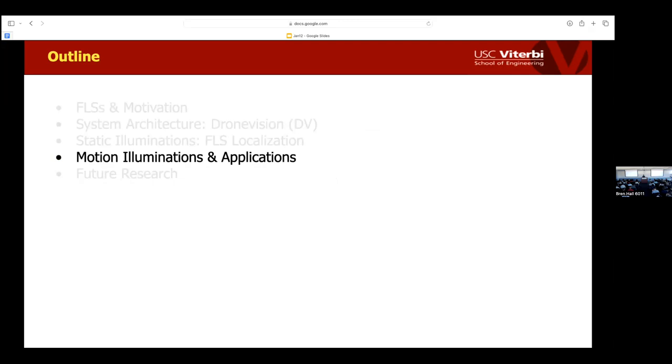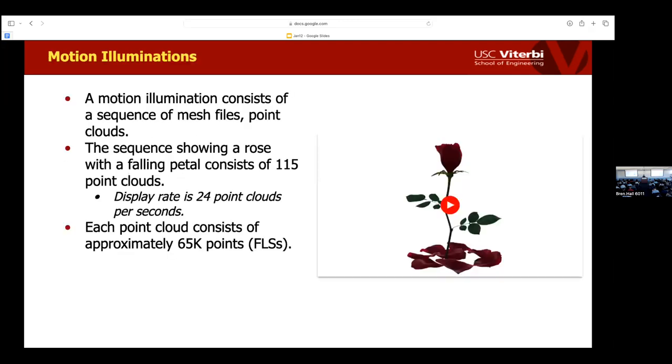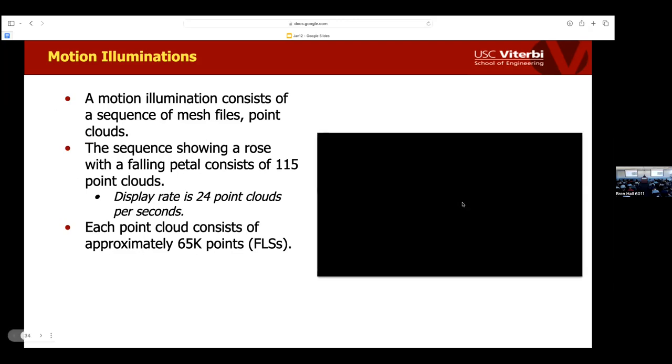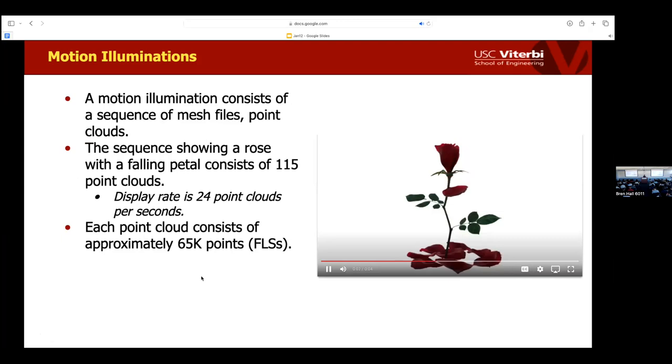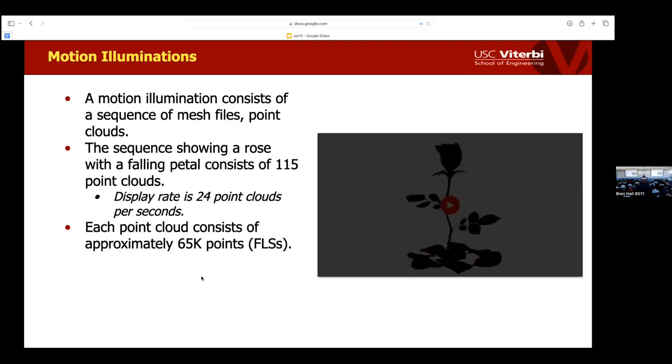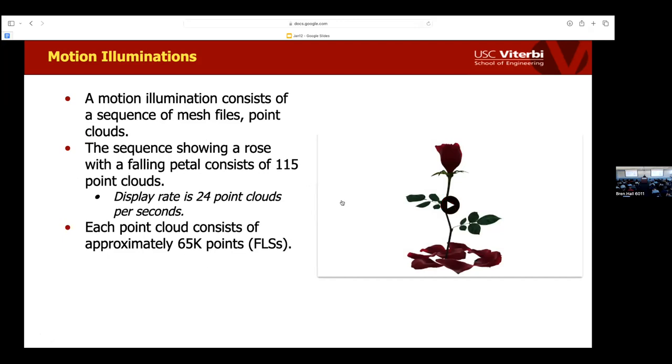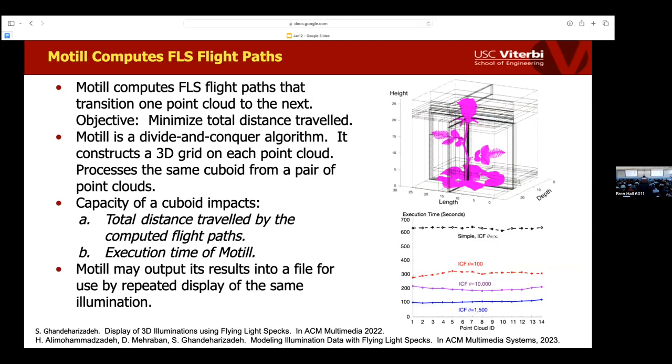Let me tell you about motion illuminations. These are illuminations that consist of a sequence of mesh files or point clouds. Here, the sequence consists of 115 point clouds, and the display rate is 24 point clouds per second. Each point cloud consists of approximately 65,000 points or FLSs. We have an algorithm called Motil, which computes FLS flight paths that transition one point cloud to the next.